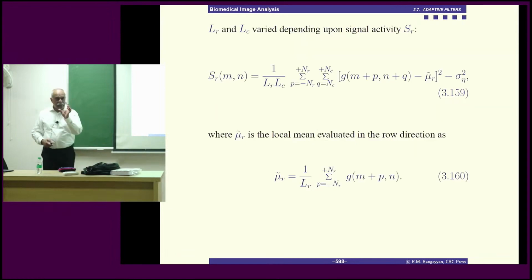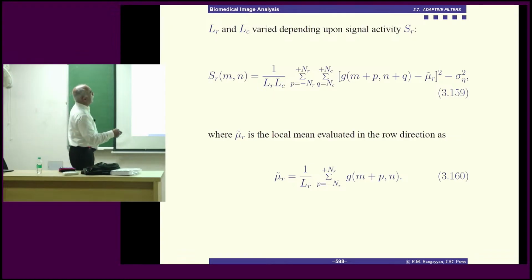To vary the size of the window, they recommended a signal activity measure in the row direction. R is row, where they took a kind of variance in the row direction. This is the variance, and this is the mean in the row direction only, from minus NR to plus NR, with N remaining the same, minus sigma square eta. So you are comparing the signal variance, subtracting the noise variance, and the mean is local in that row direction only.